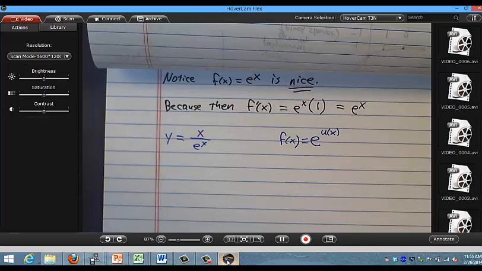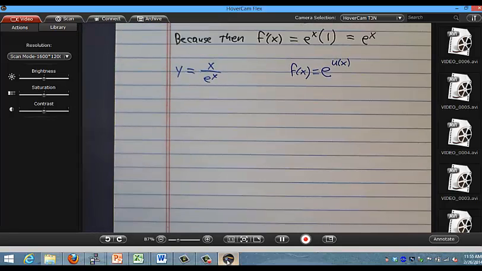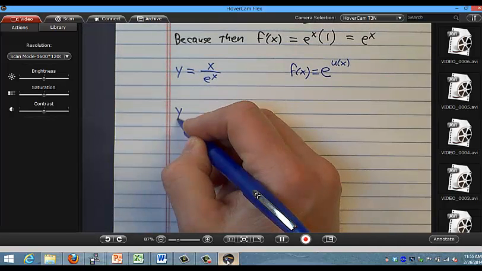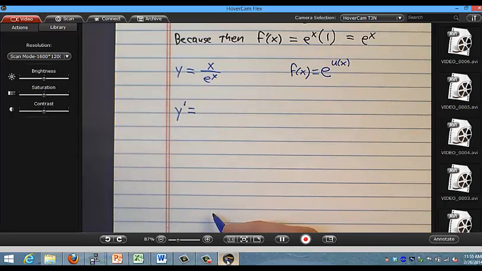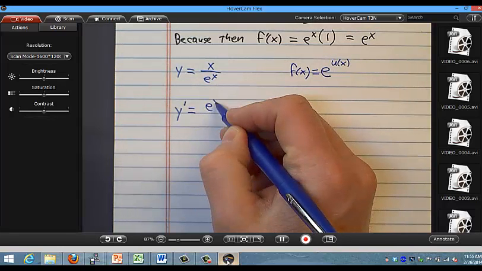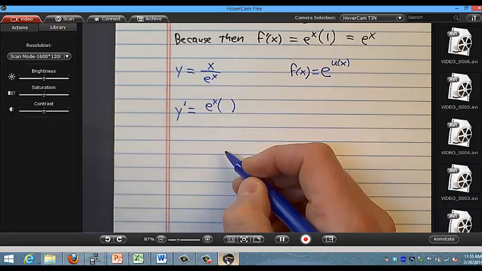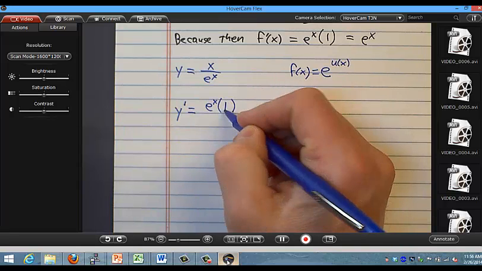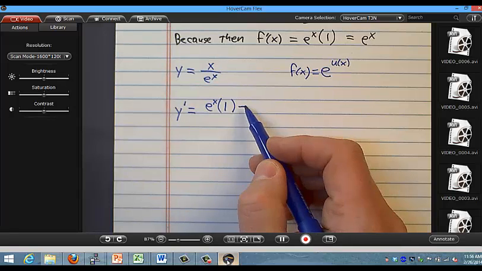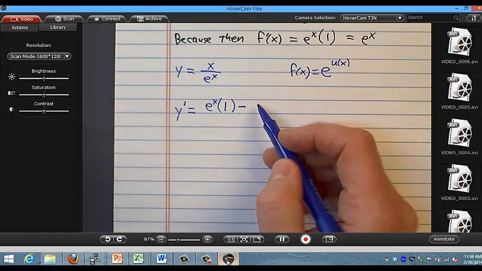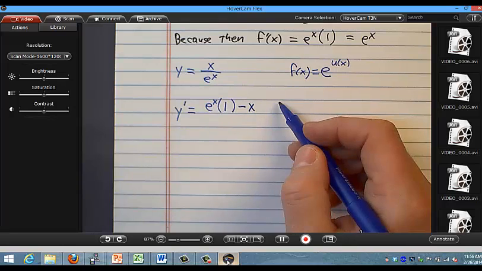Quotient rule? We could do that. Ho-de hi minus hi-de ho over ho-ho, right? So let's try it. Y prime equals, what's the first thing I would write down? E to the x, times what? 1. Good. Times 1, right? Ho-de hi. And then minus what? Hi is x times what? E to the x. Good.